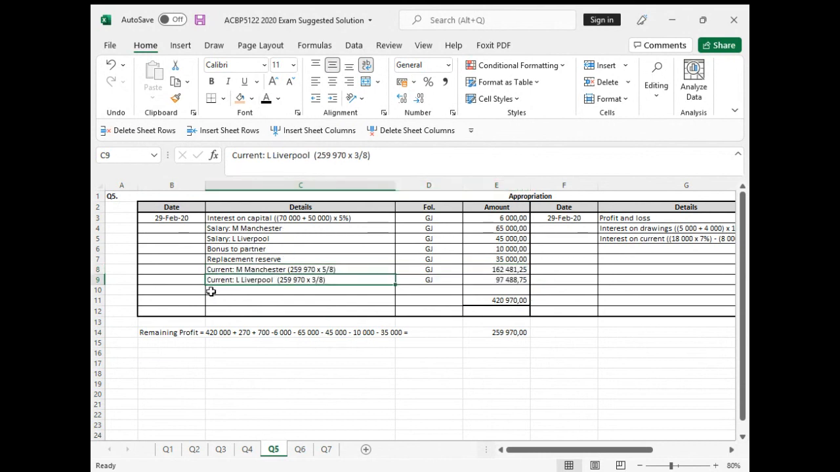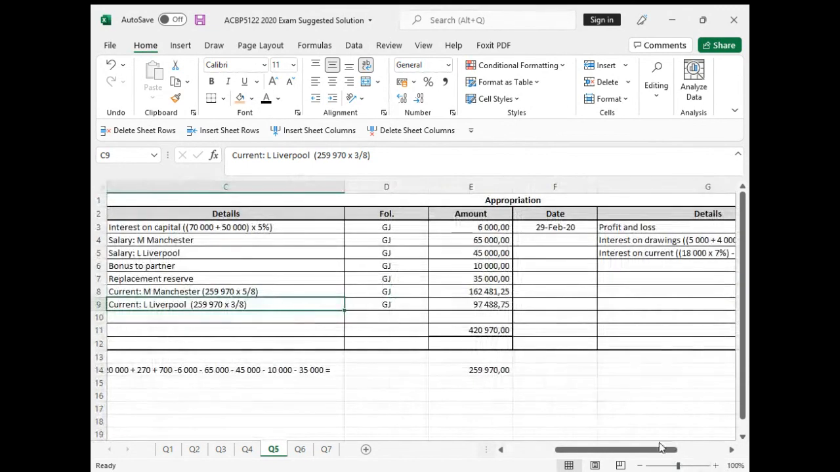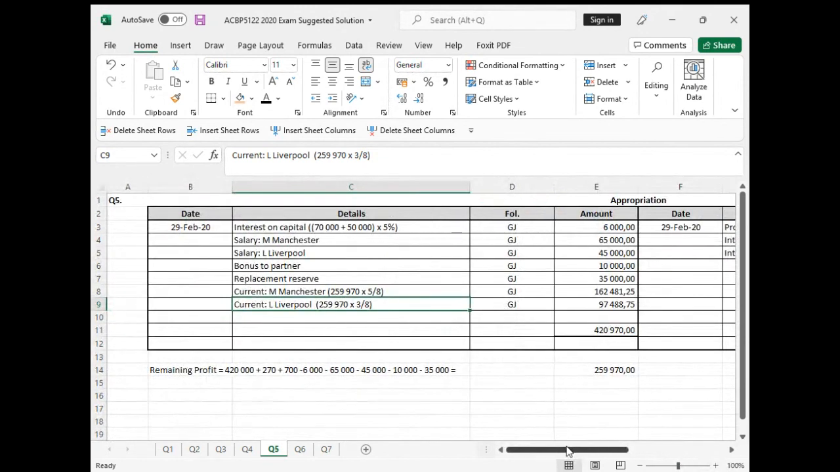So you take the 259,970 and you multiply it with 5/8 for Manchester, and 3/8 for Liverpool to get to a profit amount of 162,481.25 or 97,488.75. So that's why they asked you to show the second decimals, because of the fact that cents was distributed as well. And this is how you would have to do the appropriation account for your partners specifically.